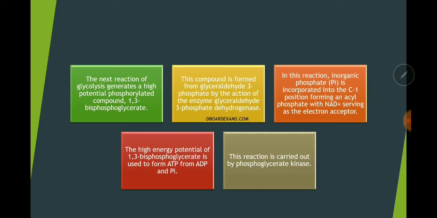Now, the next step of the glycolysis reaction generates a high potential phosphorylated compound, which is 1,3-bisphosphoglycerate. So 1,3-bisphosphoglycerate is a high energy compound. Make sure you know which one it is. Which of the following is a high energy compound? The 1,3-bisphosphoglycerate. This compound is formed from glyceraldehyde 3-phosphate by the reaction of the enzyme glyceraldehyde 3-phosphate dehydrogenase. Glyceraldehyde 3-phosphate dehydrogenase is the one forming the 1,3-bisphosphoglycerate.